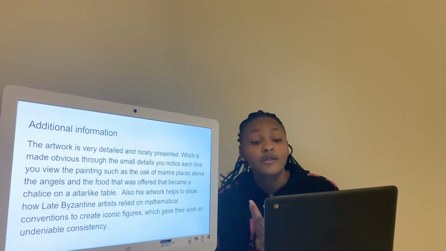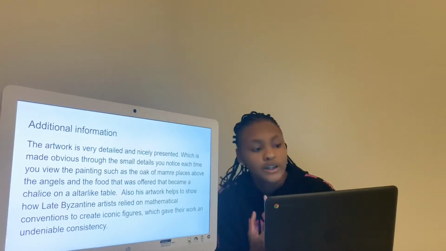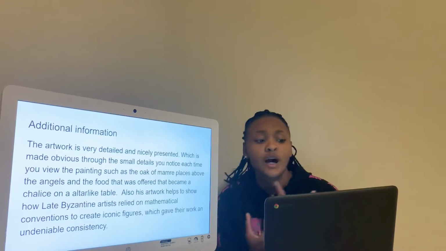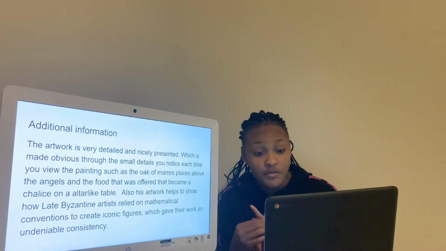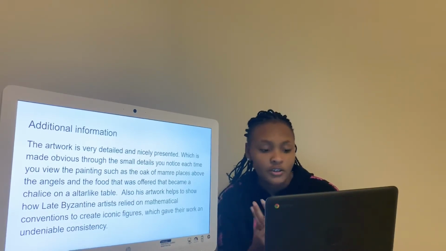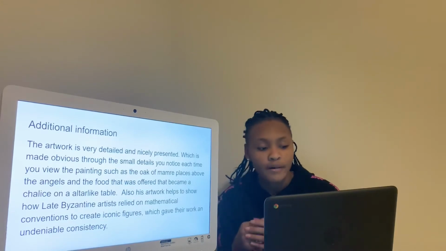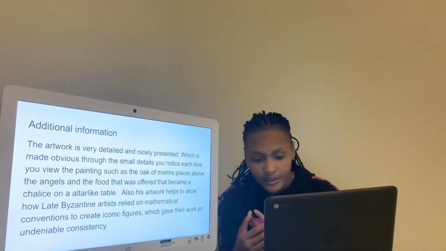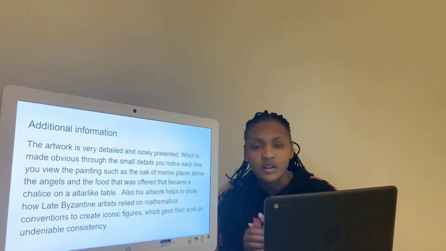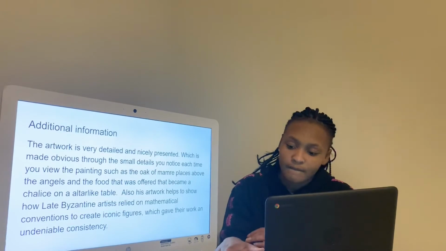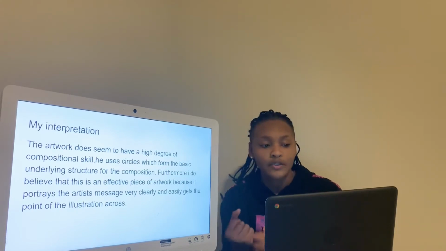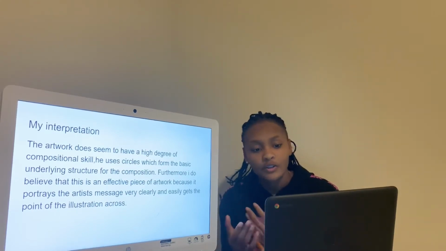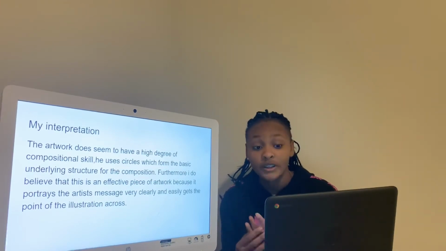The artwork is very detailed and nicely presented, which is made obvious through the small details you notice each time you view the painting, such as the oak of Mamre placed above the angels, and the food that was offered that became a chalice on the altar-like table. Also, his artwork helps to show how late Byzantine artists relied on mathematical conventions to create iconic figures, which gave their artwork an undeniable consistency. In my interpretation, the artwork does seem to have a high degree of compositional skill. He uses circles, which form the basic underlying structure for the composition.